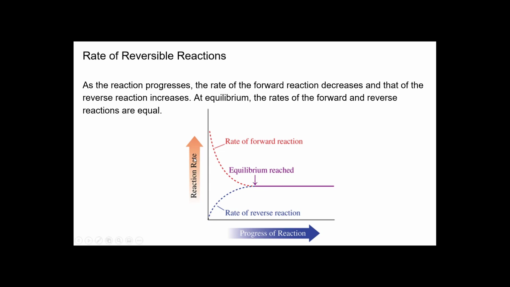This is a graph. So this is the x-axis. This is the y-axis. This is an energy diagram, a plot for the rate of forward reaction and reverse reaction. So y is the reaction rate, and as the arrow goes up, it's increasing the reaction rate.